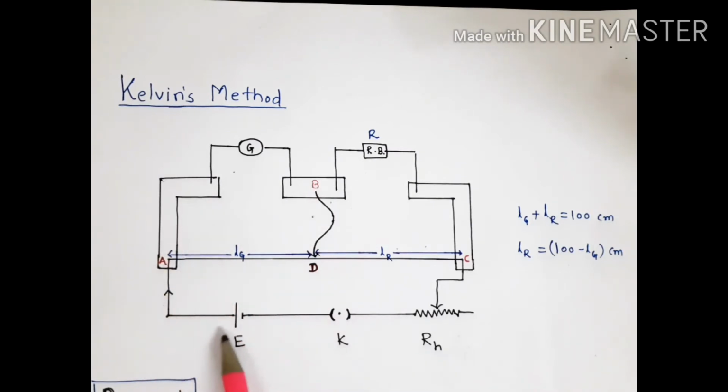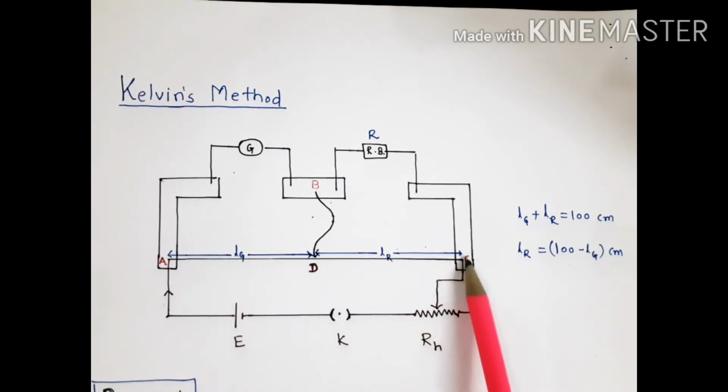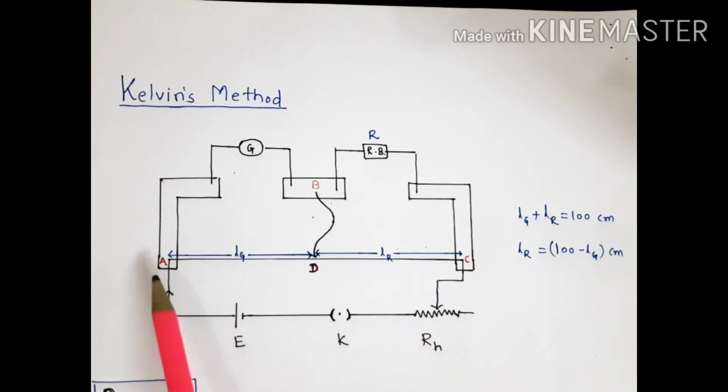Then a battery of EMF P, plug key K, and rheostat RH are connected in series across the thin uniform wire whose length is 1 meter, that is the wire AC. The battery of EMF P, plug key K, and rheostat RH are connected in series across this meter bridge wire.